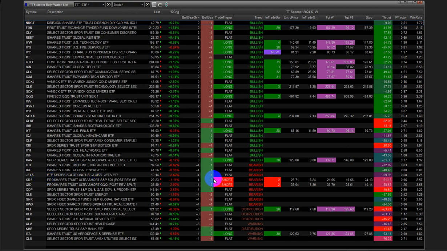SDS has started to move higher. QID has started to move higher. KBE has started to move higher. ITA has started to move higher. What we'd be looking for over here is moving into positive thrusting pattern and potentially moving into bullish directional trending. We don't have that yet, except for a couple down here.